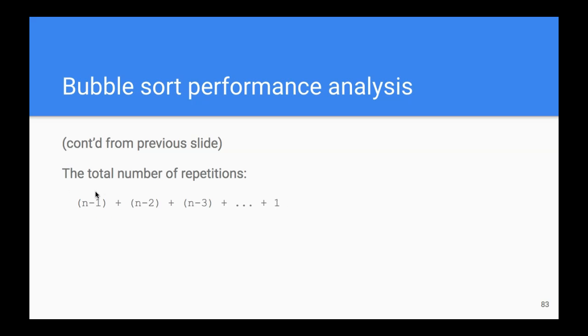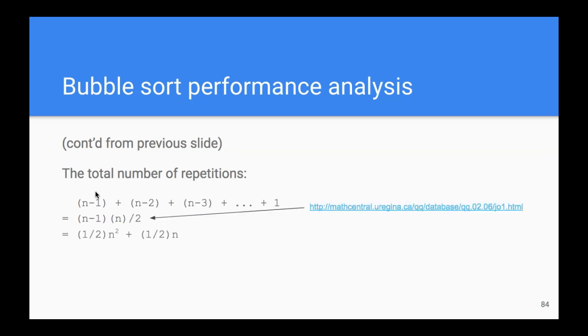Now, this is a number series, and if you remember your math, there is a formula for the sum of the series. If you need a little bit of review, this is a nice description of this formula here. So basically, the sum of this series, we can write it as n minus 1 times n divided by 2. And when you group the n squared terms together and then the n terms together, we have something like 1/2 n squared plus 1/2 n.